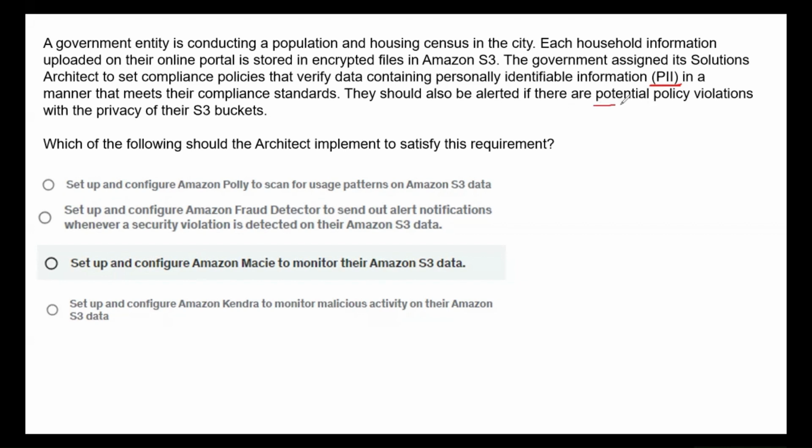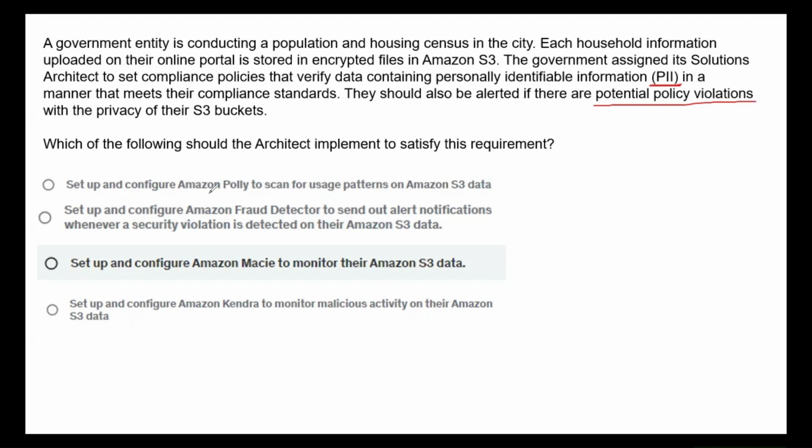Okay. So now the main keyword is PII. So there should be a service. So which of the following should the architect implement to satisfy the requirement? What is a service which monitors the PII in the S3 bucket? So we have some set of options here.